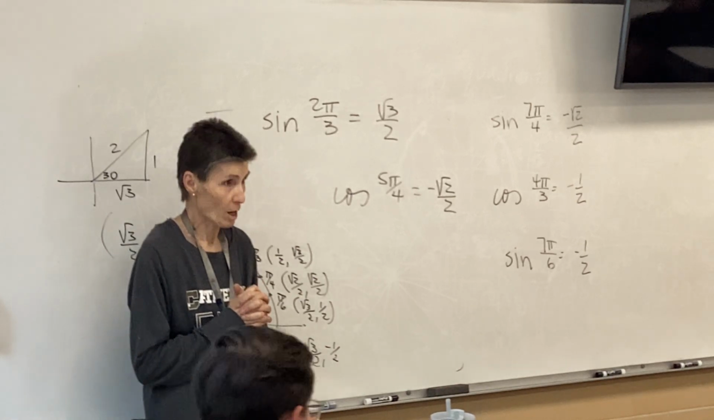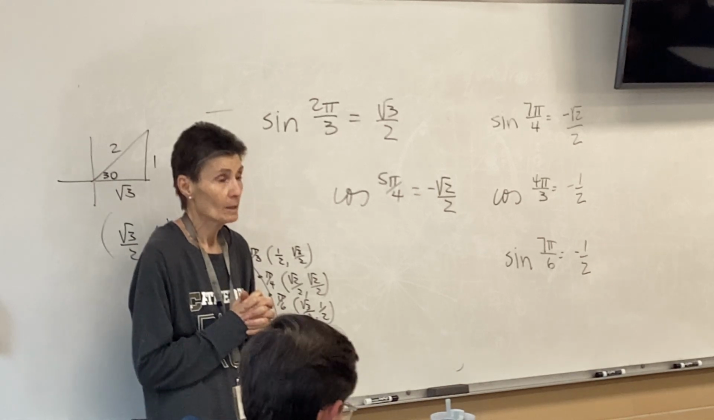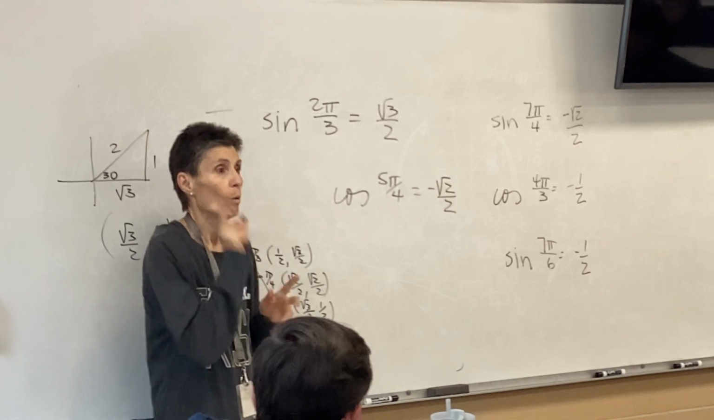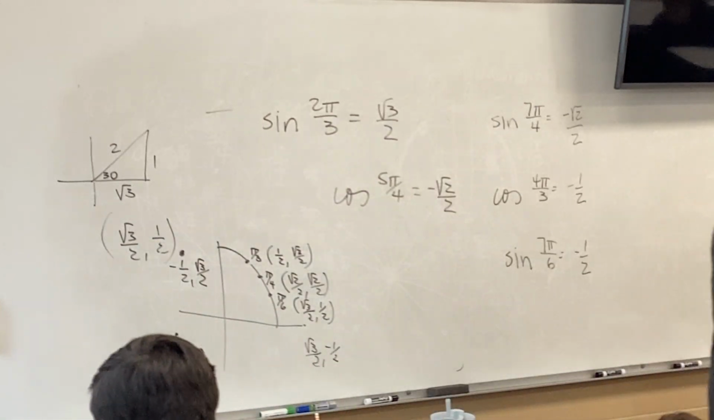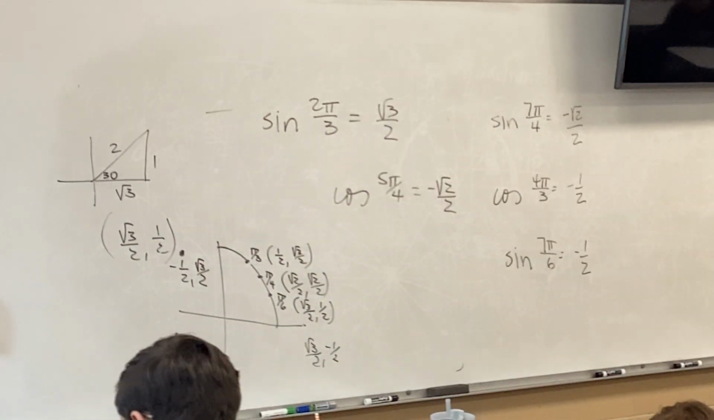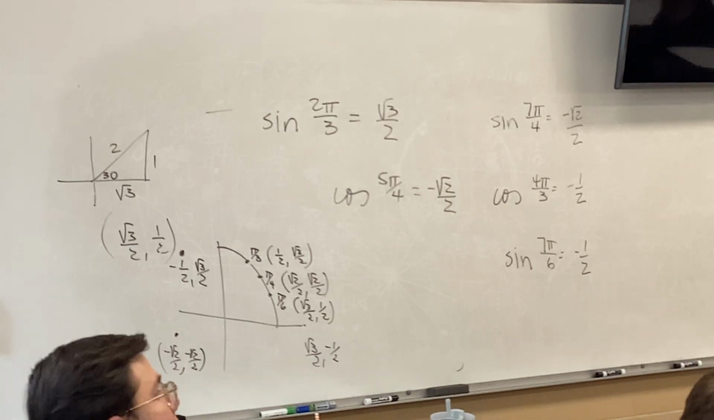Sine is y over r. Cosine is x over r. What's tangent? Y over x. Remember, tangent is slope. Y over x. So, go ahead, feel free to start that homework if you wish, but I won't be assigning it.